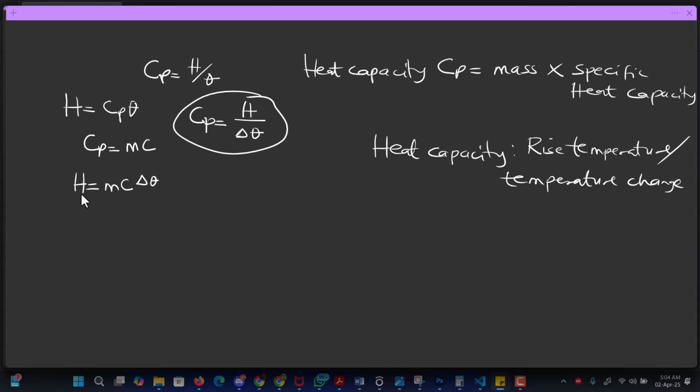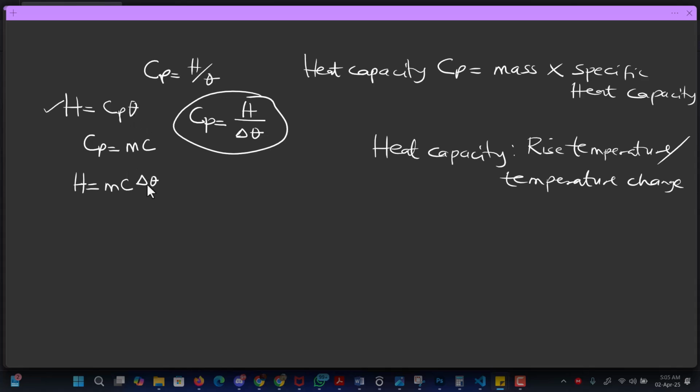So since you're aware of this formula, remember that we started from here: the quantity of heat is equal to your heat capacity times the rise in temperature, whereby this heat capacity is the same thing as mass times specific heat capacity. When I say this, I did substitution. I brought down my quantity of heat, and then I replace my heat capacity with mass times specific heat capacity.